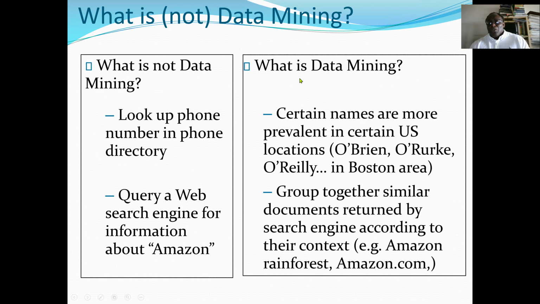But examples of data mining can be: certain names are more prevalent in certain US locations, such as O'Brien, O'Rourke, or O'Reilly in the Boston area. So this can be data mining, where I want to know which part of the US has more last names of O'Brien or O'Reilly. Here we can do a clustering algorithm, to group together similar documents returned by the search engine according to their context. This can be Amazon Rainforest or Amazon.com.